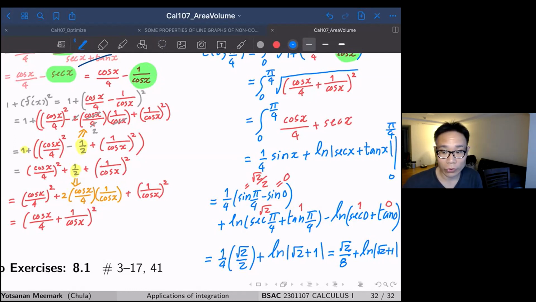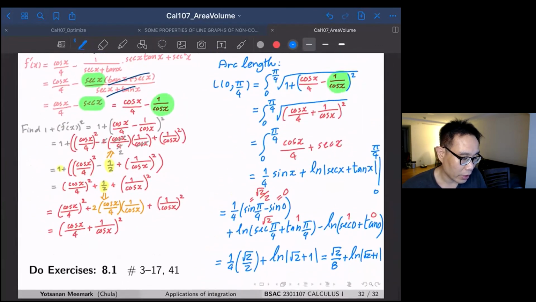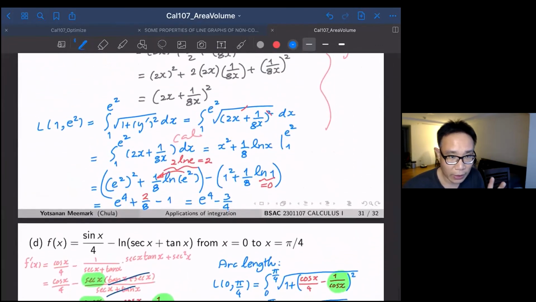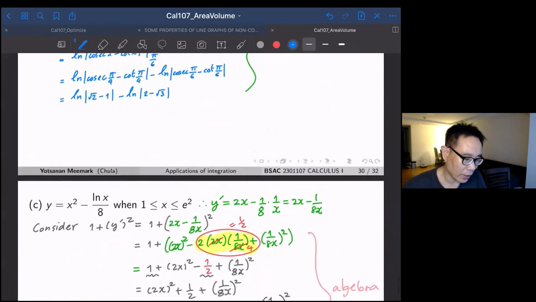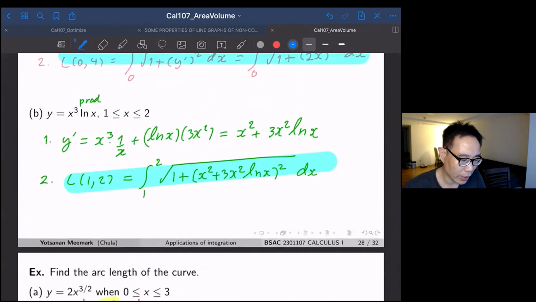Okay, so it's going to be log of root 2 plus 1, plus root 2 over 8. So you see, this is the end of the application of integration. It's going to consist of 3 topics: area, volumes, and the arc length. The arc length will be the one where you don't have to graph anything.